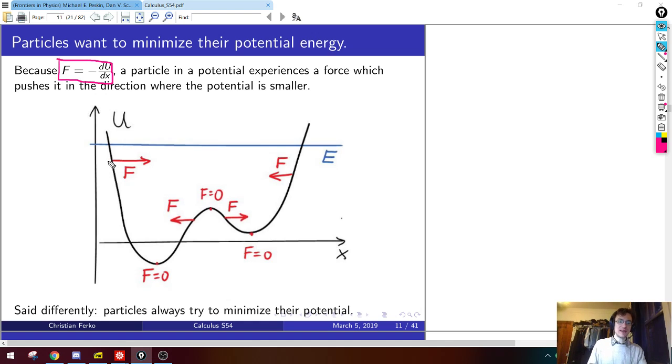So just look at all the cases. If the potential is sloping downwards, the derivative is negative. That means minus the derivative is positive. So the force is positive, and the particle moves to the right. Okay, what if the slope is positive? If the slope is positive, minus the slope is negative, so the force is negative, and the particle moves to the left. What if the slope is zero? If the slope is zero at the bottom, minus zero is still zero, so the particle feels no force, right? So it's very, very simple.